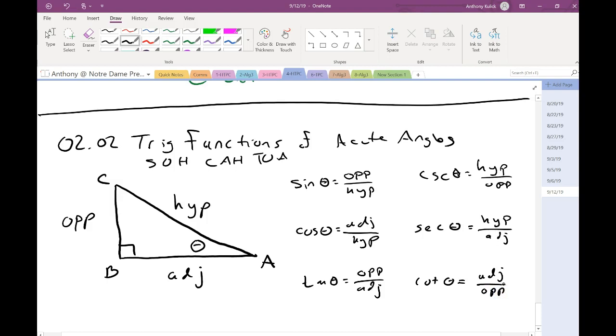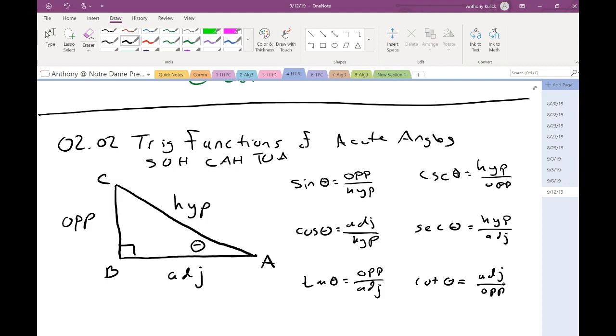If we compare those, I notice that the definition of sine and the definition of cosecant are reciprocals. The definition of cosine and the definition of secant are reciprocals. And the definition of tangent and cotangent are reciprocals. So if I know the definition of sine, cosine, and tangent, I know the definitions for cosecant, secant, and cotangent. Everybody okay with that? The trick will be to remember which pair together.